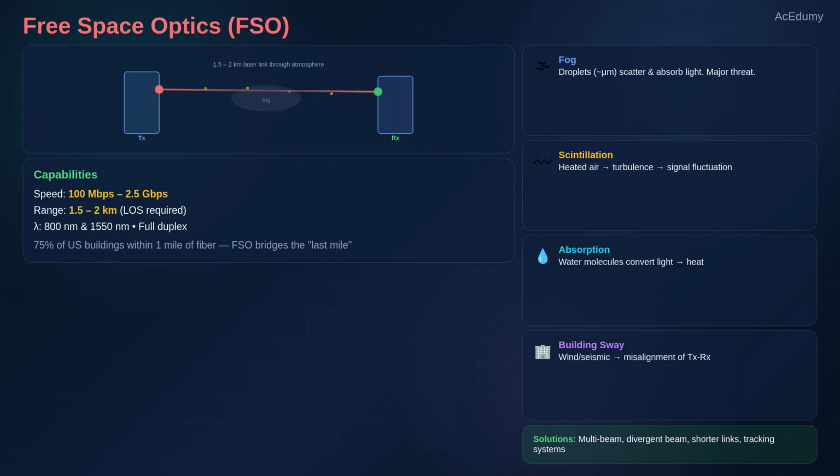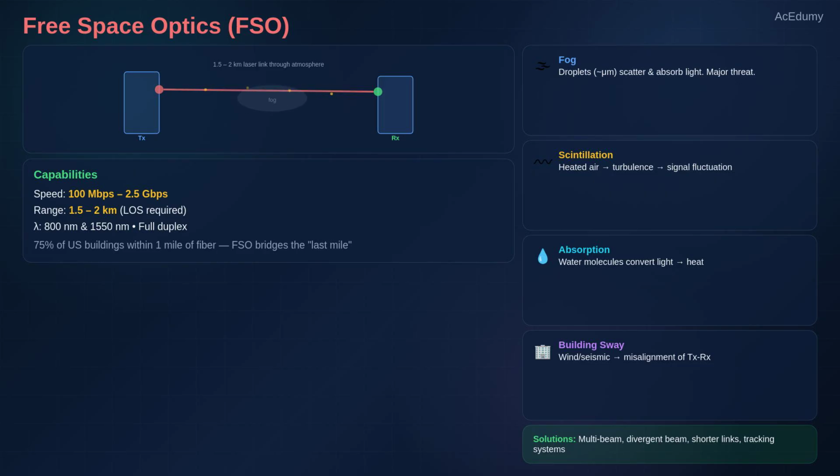Each FSO unit uses a high-power laser and a lens to transmit light through the air to a receiving lens on another building. It operates at wavelengths around 800 and 1550 nanometers. FSO offers impressive capabilities: 100 megabits per second up to 2.5 gigabits per second, full duplex communication over distances of 1.5 to 2 kilometers. Line of sight is required, just like microwave.